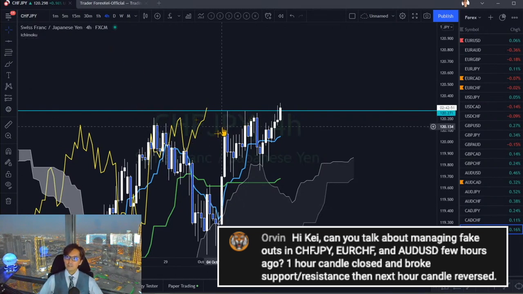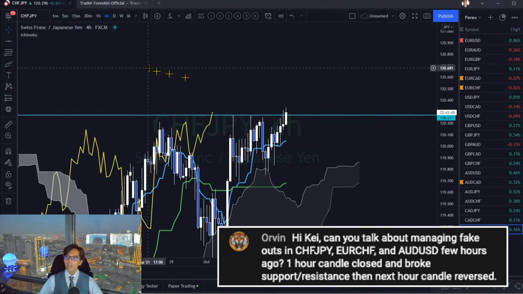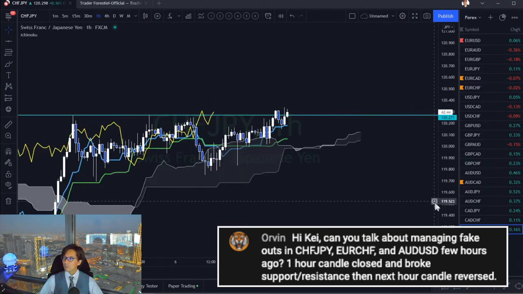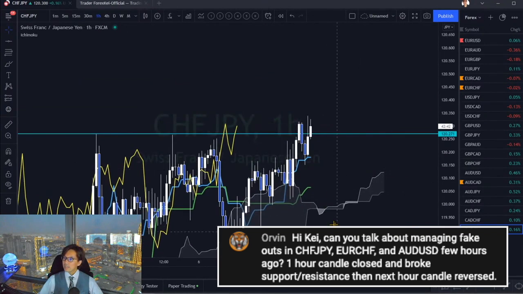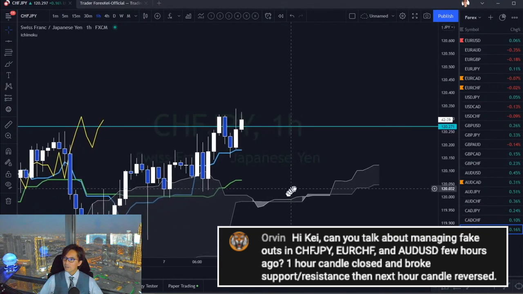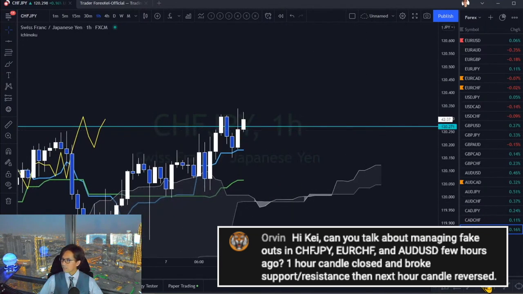So let me check the Swiss franc JPY as an example, and let me break it down to the 1 hour chart this time. So here's the 1 hour chart, and I think you are talking about the fake out, this one. So let me put the vertical line. This one was a fake out. The candlestick moved upwards and broke the resistance level, and soon after, it retraced backwards.